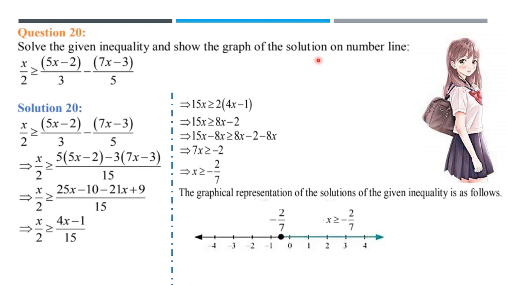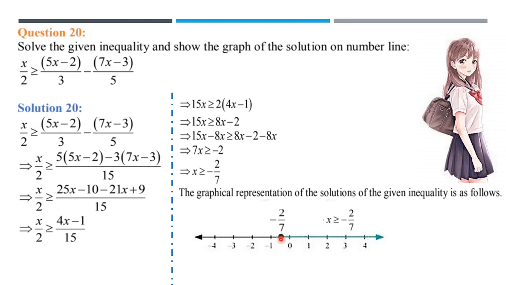Solve and show the graph of the solution on the number line. So first of all, let's solve it. On the right side, take LCM, solve, and we are getting x is greater than minus 2 by 7. So if it is greater than minus 2 by 7, how much greater? We don't know. It will definitely be minus 0 point something.